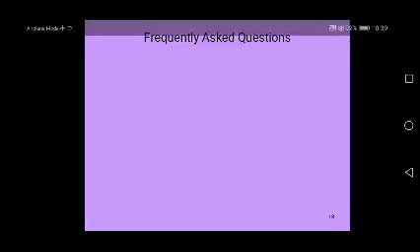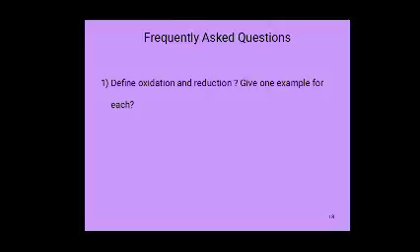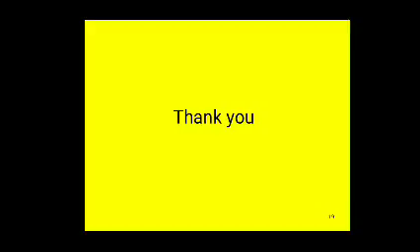Frequently asked question about this topic: define oxidation and reduction, and give one example for each. Oxidation is the loss of electrons, like Na giving Na+ by losing 1 electron. Reduction is the gain of electrons, like Cl gaining 1 electron to form Cl-. Thank you once again.